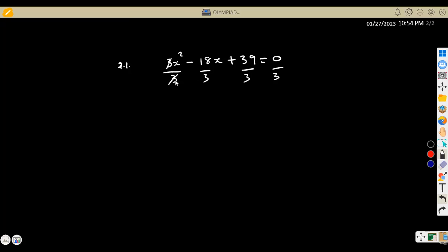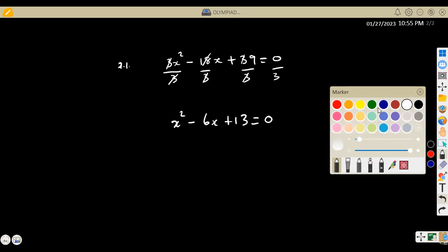If we divide by 3, this is going to be x squared minus 6x, because 3 into 18 is 6, then 3 into 39 is 13, and this is going to be equal to 0. So the equation that we have is the same as the one we had, but in a simplified manner.